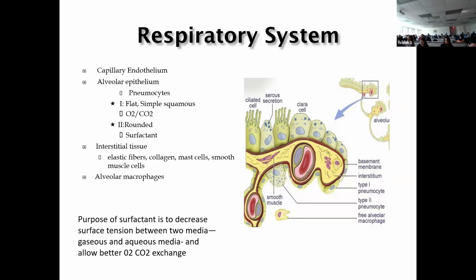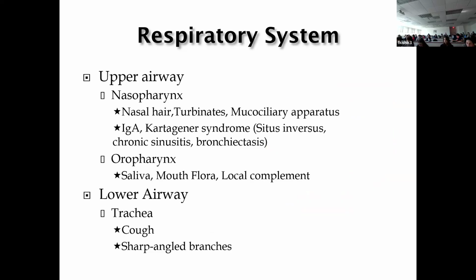Interstitial tissues: you've got elastic fibers, collagen, mast cells, which are important, smooth muscle cells, and your alveolar macrophages. We talked about that stuff too. So with pneumonia, infection, all that stuff we talked about last exam, that's going to be there also. And that surfactant is really lubrication that decreases surface tension between the two media, gaseous and aqueous, and allows better O2 and CO2 exchange. You've got your basal membrane again. You know what that is now. You have your ciliated cells at the alveoli, what we're seeing.